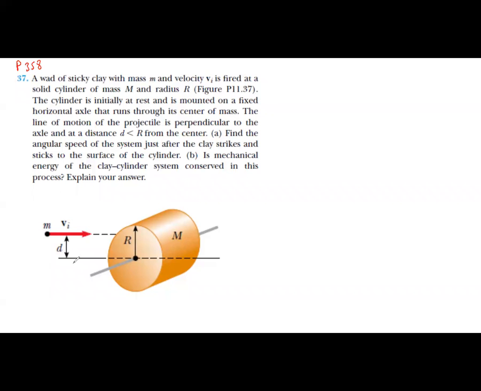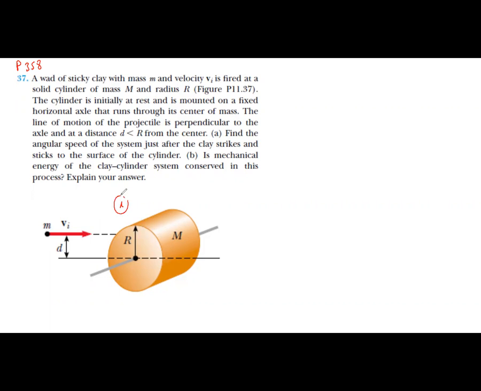Problem 37, page 358. We have an object moving to the right with initial velocity vi. This object is fired at a solid cylinder of mass m and radius capital R. The cylinder is initially at rest.